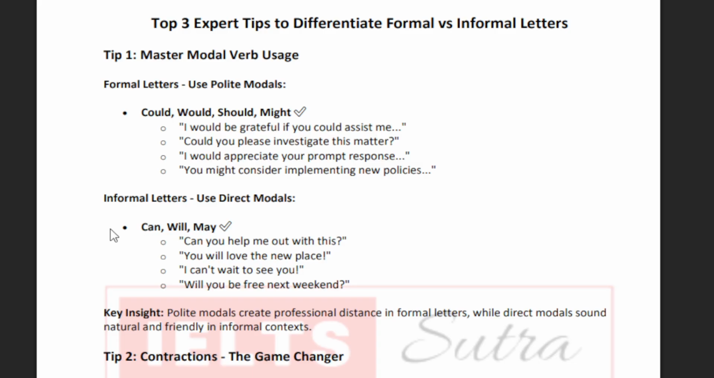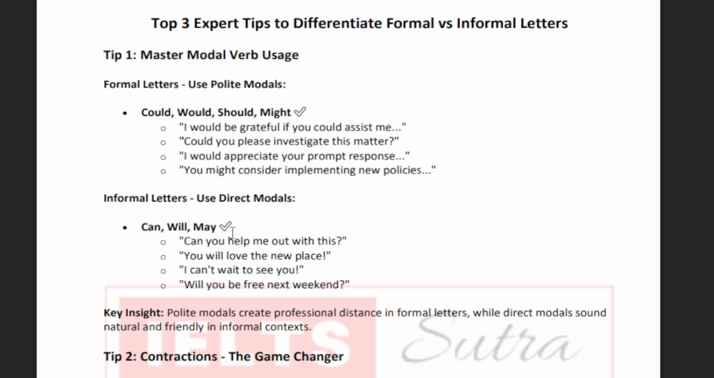So, for example, when writing your formal letters, you can say, "I would be grateful if you could assist me." So you're using would and could over here. Or you can say, "Could you please investigate this matter? I would appreciate your prompt response," or "You might consider implementing new policies." Instead of saying that you can implement new policies, you are saying you might consider implementing new policies, which is way more polite as compared to saying that you can consider, right?